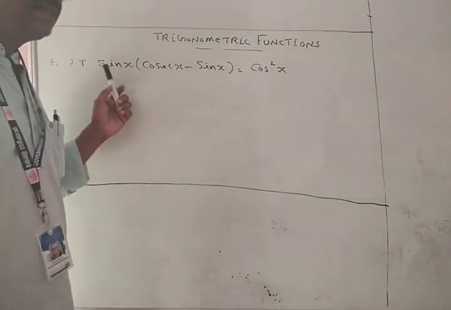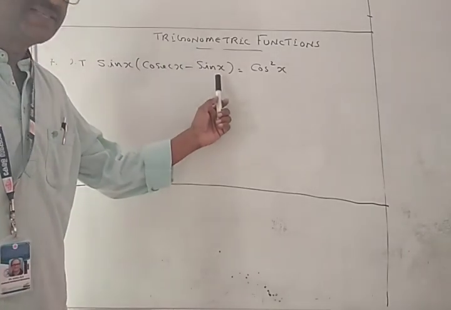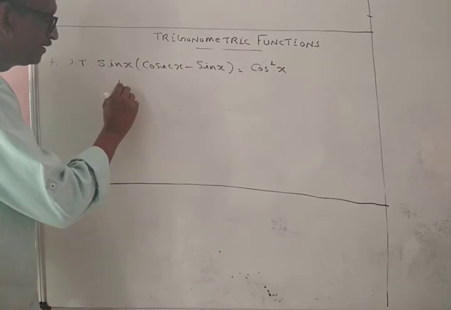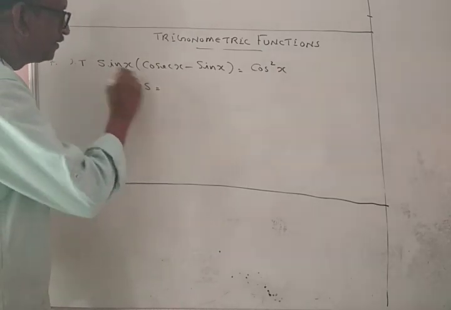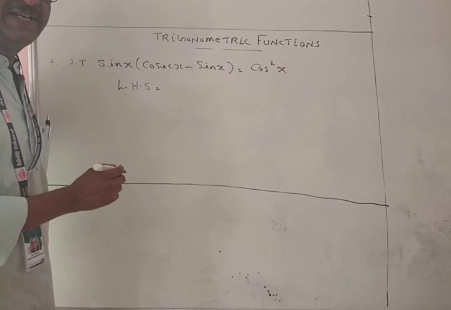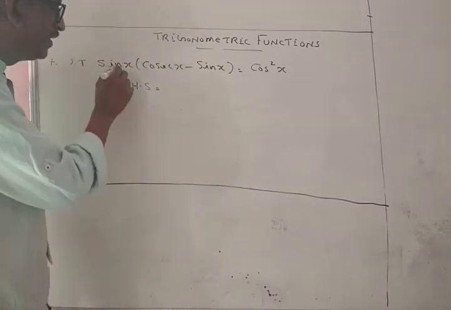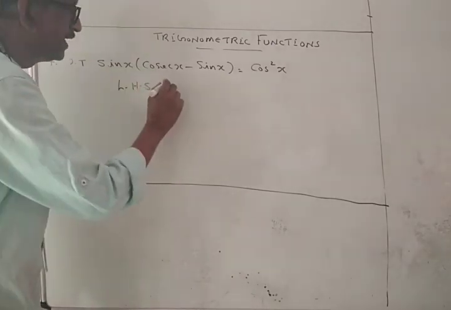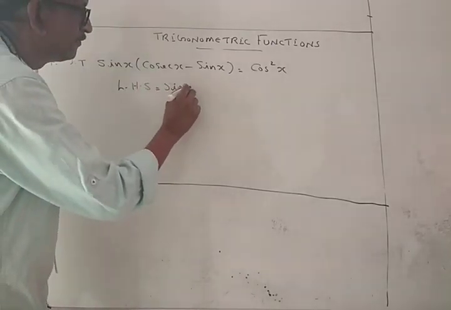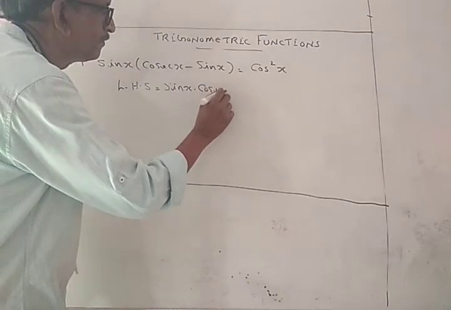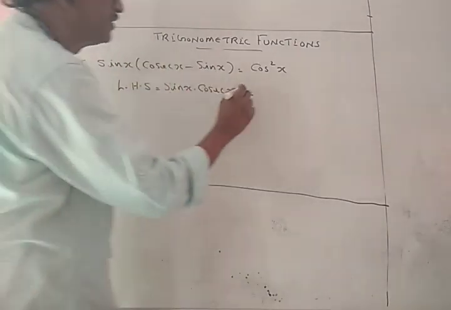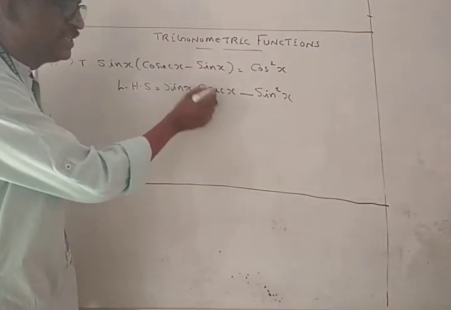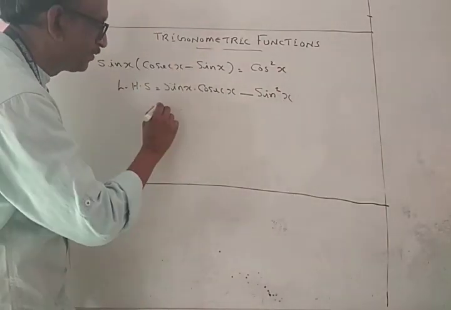Here the problem is sin x into cosec x minus sin x is equal to cos squared x. Here the left hand side is sin x into cosec x minus sin x. Open the bracket. That is, multiply these two terms by sin x. Therefore, sin x into cosec x minus sin x into sin x, sin squared x.